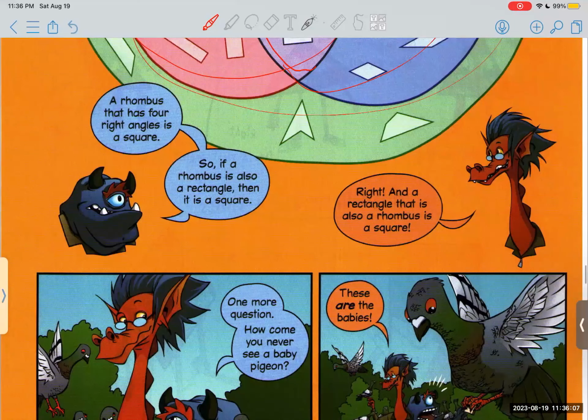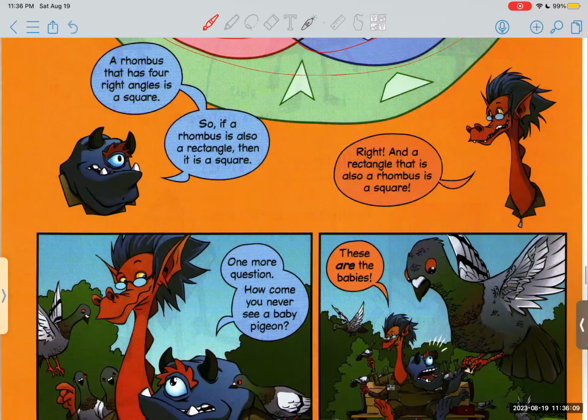Okay, let's keep going. A rhombus that has four right angles is a square. You can take notes on this as well. You don't have to, again, as long as you want to. So, if a rhombus is also a rectangle, then it is a square. Is that right?